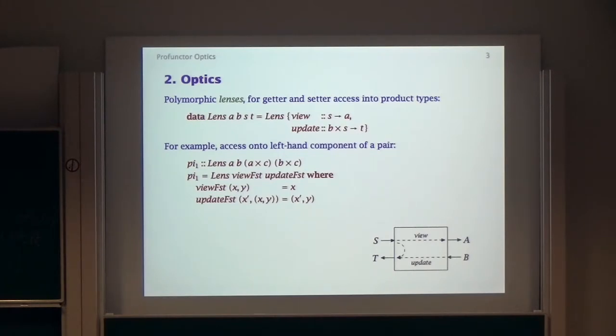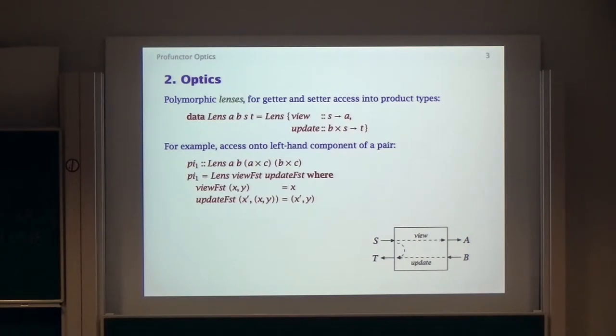That's the update function. So I've given an example of one of these lenses. This is the lens onto the left-hand component of the pair. So if I have an AC pair, I can view to get the A out. That's my view first function. And if I turn that X into an X prime, I can set it into the pair and it overwrites the left-hand component of the pair. So that's my update first function.